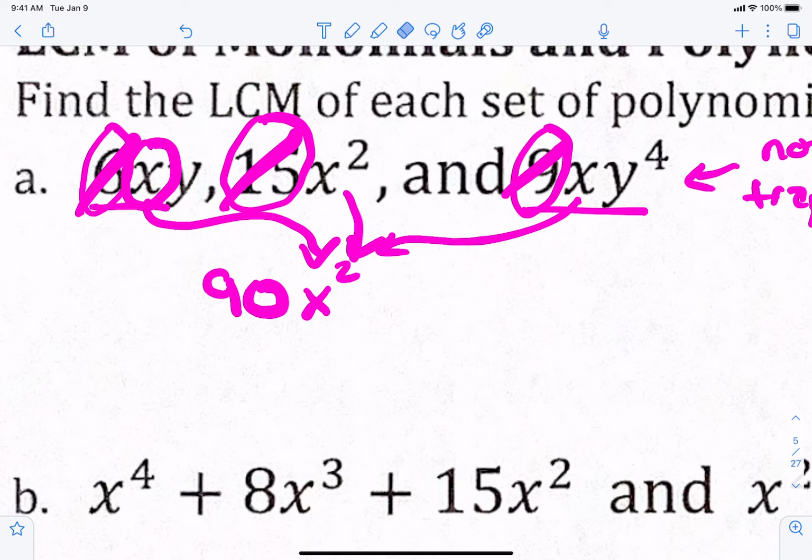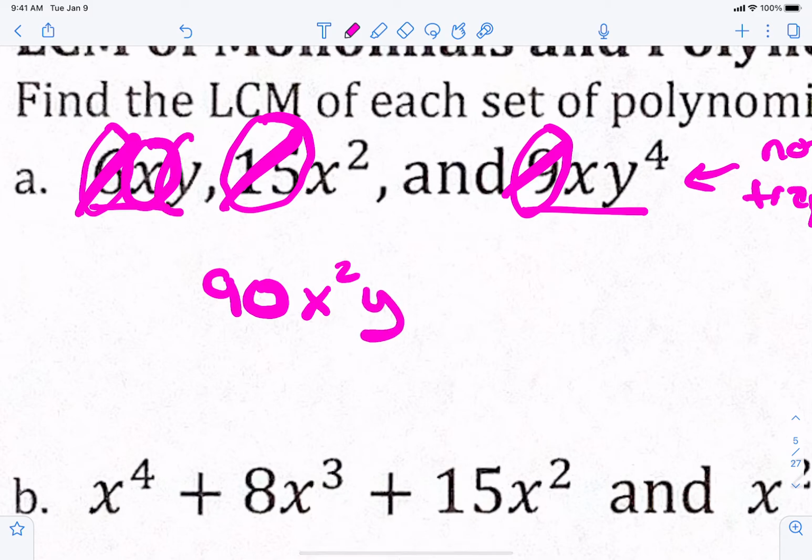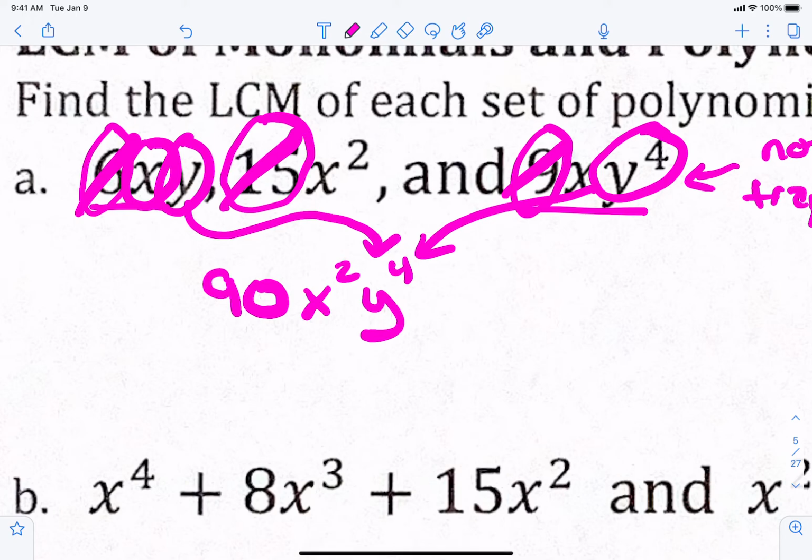So what's the rule for exponents? You just take the biggest one, right? So y's, what exponent do we need to have on y's? How many y's do I need to have? 4. Does y go into y to the 4th? Yep. This one doesn't even have a y, so we don't have to worry about it. Does this y to the 4th go into y to the 4th? Yes. So the rule for exponents is you just take the highest one. Good? Okay. All right.